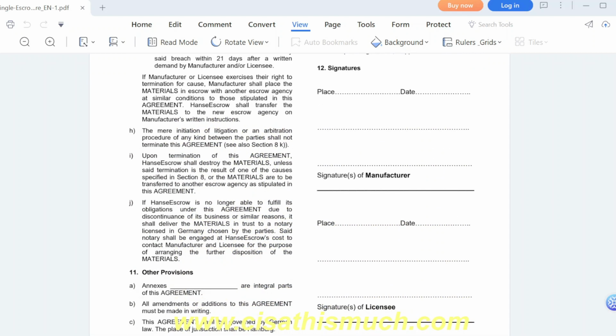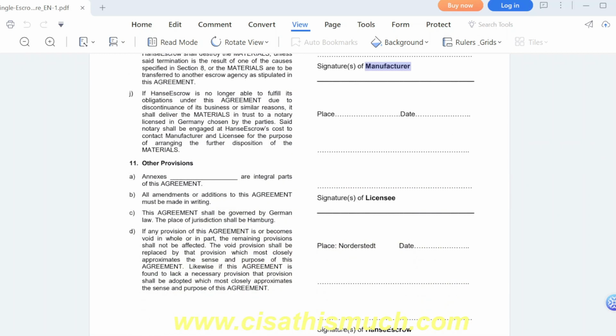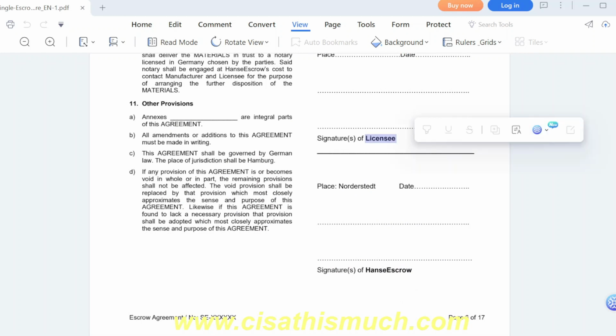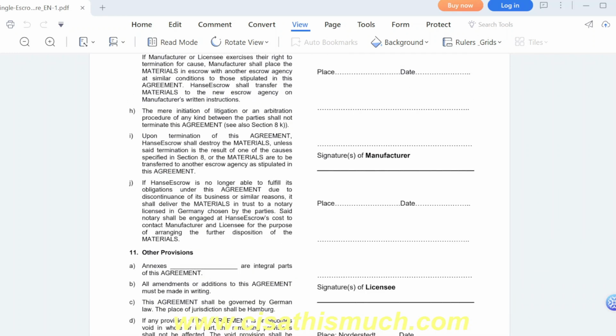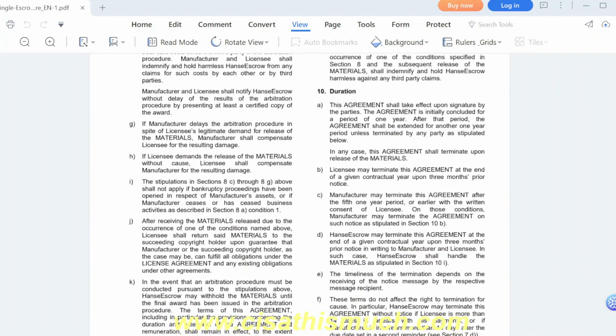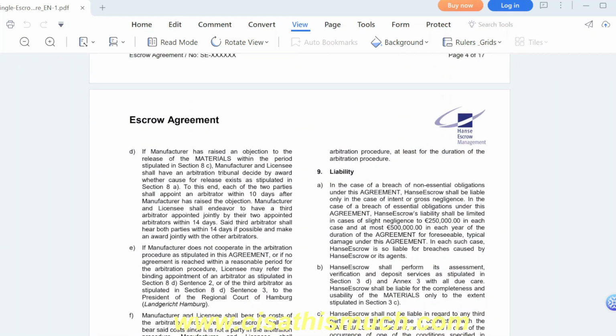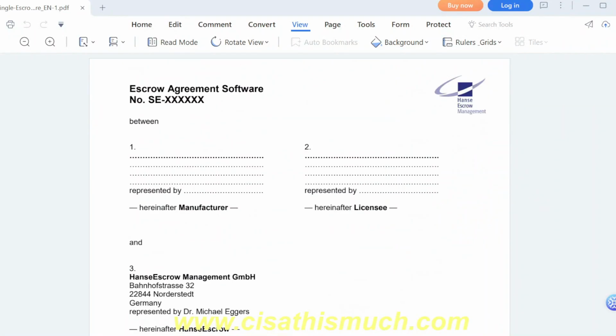Whatever is important, in the end there will be a signature of the manufacturer, signature of the licensee, and the signature of the Hans Escrow, and the date, right? So this is a kind of an escrow agreement, okay. I just wanted to show you the real picture of this agreement before discussing those top 10 questions. Anyways, now without wasting more time, we will directly start looking at those top 10 questions on this topic.